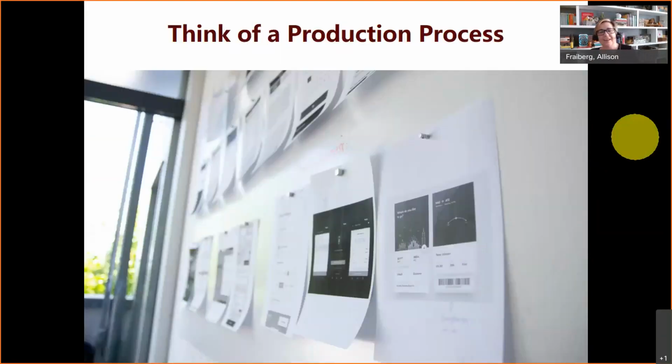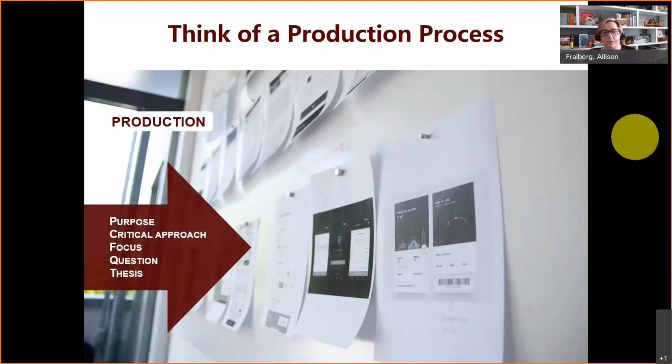All right. I would like you to think of writing as a production process. We've got to break it down, right? So I want you to think of the beginning of the process as generating stuff. You're just putting sand in the sandbox. So that's when you're thinking about what's your purpose, what's your critical approach, which we'll talk about in lecture 2. What's your focus? Maybe what's your question? And maybe a preliminary thesis.